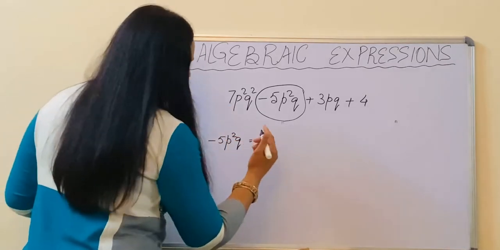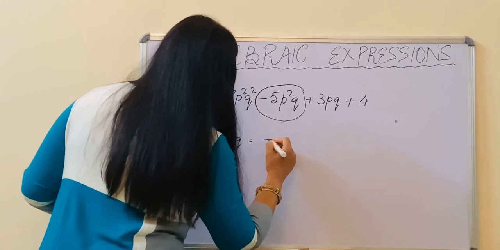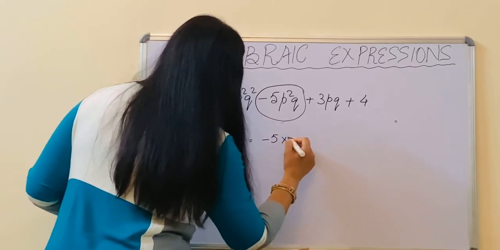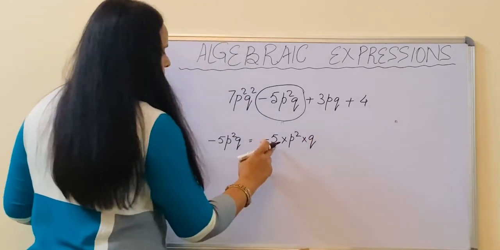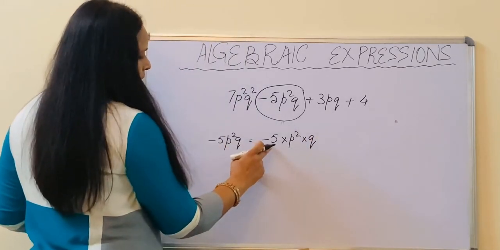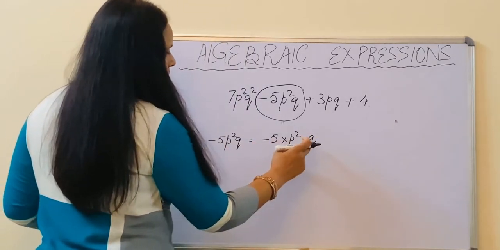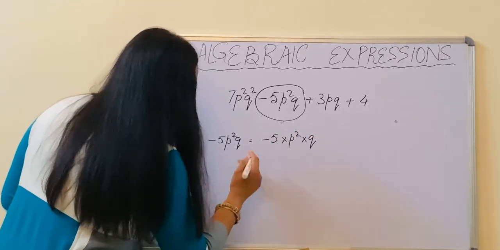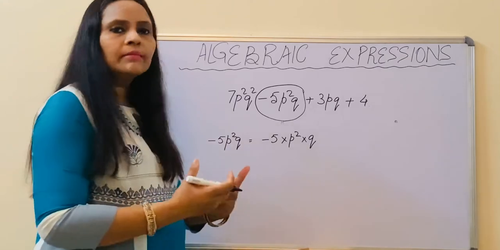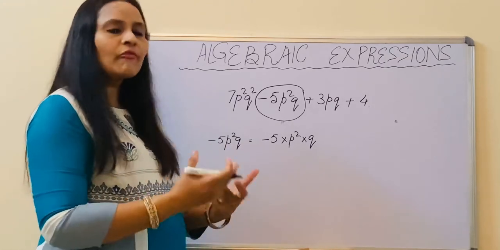We are trying to write its factors. The factors are minus 5 into p square into q, where the 5 is a numerical factor while p square and q are the literal factors. So the new term I am introducing here is a coefficient.